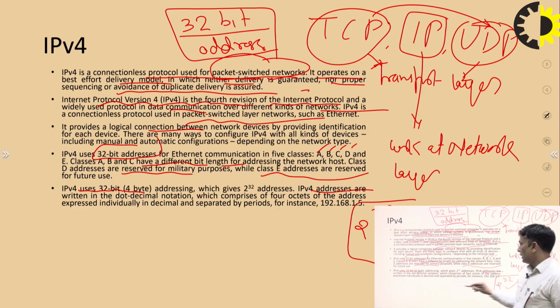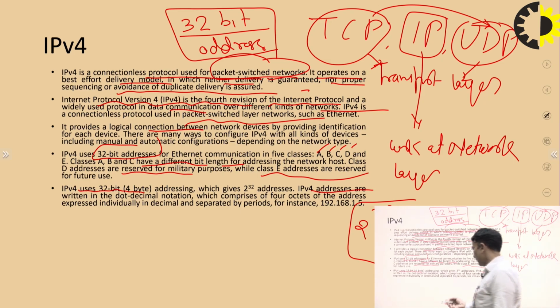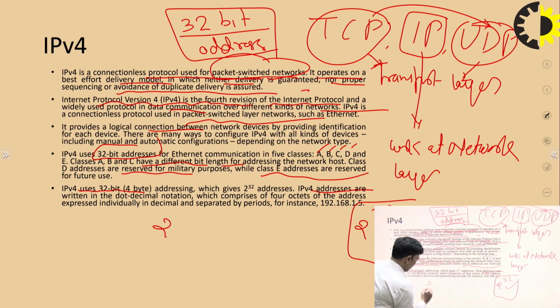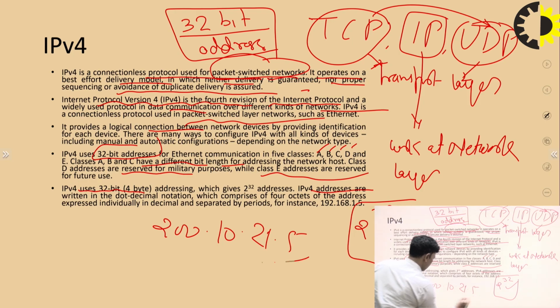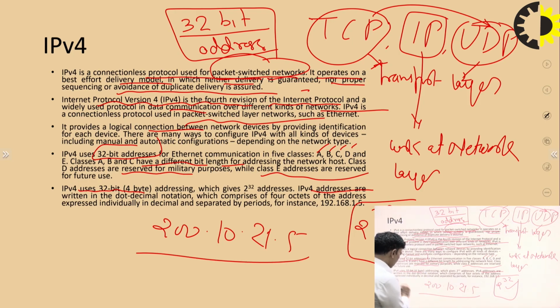IPv4 addresses are written in dotted decimal notation, which comprises 4 octets. An octet means 8 bits. So 8 bits, 8 bits, 8 bits, 8 bits, that is 32 bits. There is a dotted notation like this: 200.10.21.5. This is an example of an IPv4 address. This is known as dotted decimal notation.